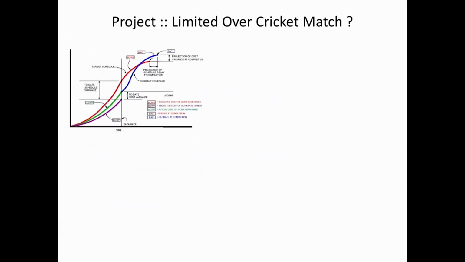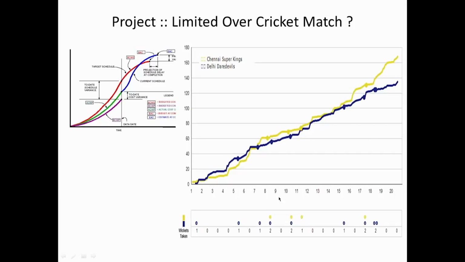Now I'd like to end by showing something, or to make you think about this. When I look at earned value and all of the S curve and the BCWP and the ACWP, I am always reminded of a limited overs game, where we can see the run rate, the asking rate, the catch up rate, the wickets taken. I leave it to the course participants to think about whether there is any correlation with how we do a run chase.